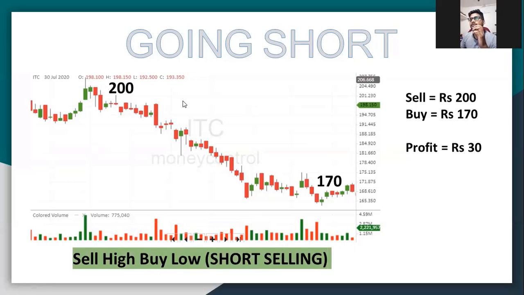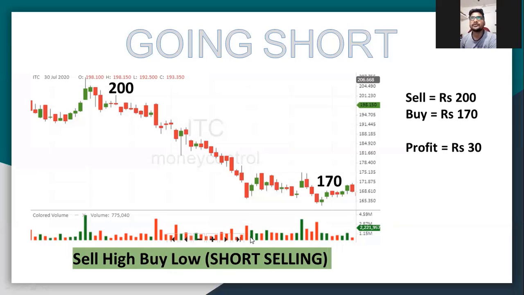This is where the concept of short selling comes in, right? Short selling is a different concept where you sell high and buy low, right? So what will happen? You sold at 200, but you bought back at 170. Now your profit is again rupees 30. If you did not understand this concept, then you can just comment. I will make a separate video on this, and I will try to give you more and more examples, right? So this is what the concept of short selling is.